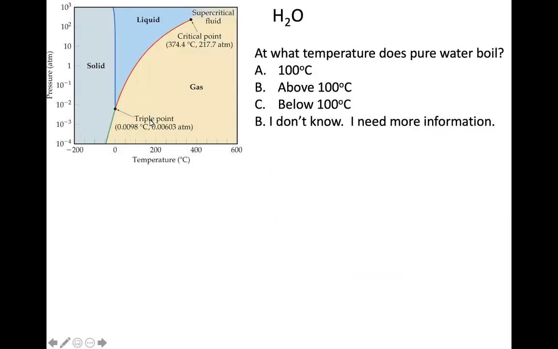So let's think about it here. I'm going back to water. At what temperature would you say pure water boils? Let me send you that one as a polling question. At what temperature does pure water boil?